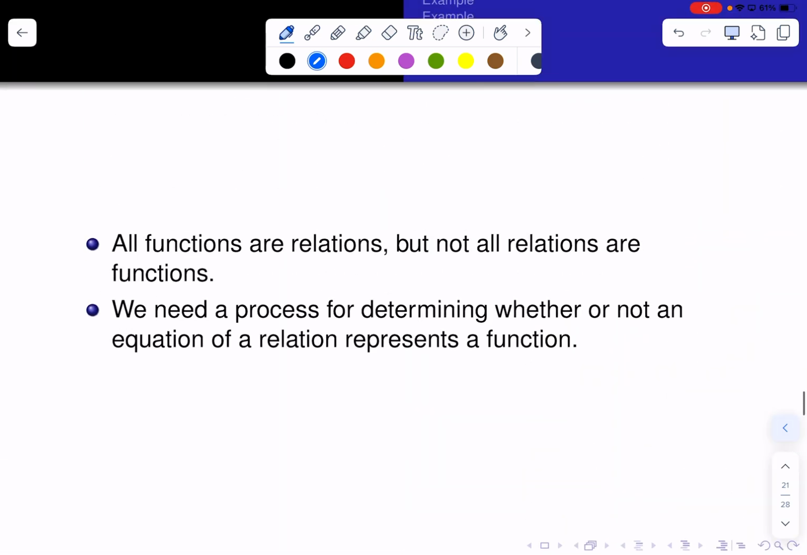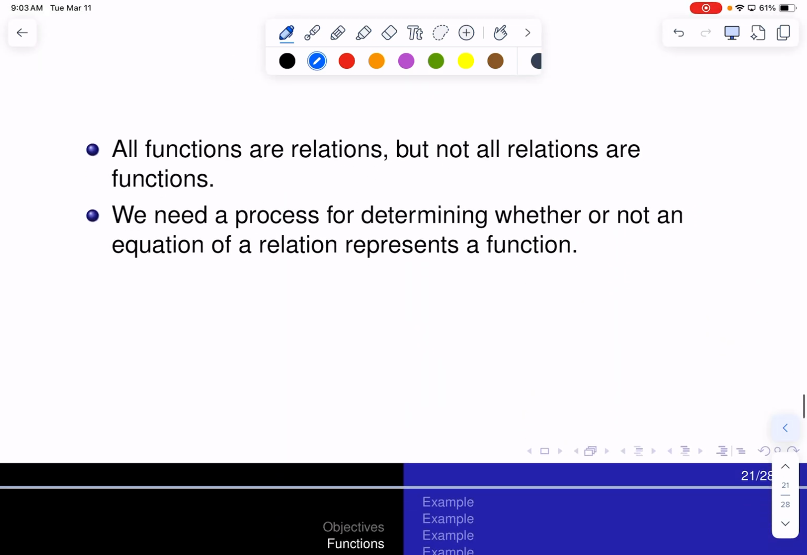That's done. All right. All functions are relations, but not all relations are functions. Remember, a relation has to pass what test? The vertical line test. Or if you don't have a graph, you have to make sure every x is paired with one y, which means x cannot what? It can't cheat. It can't go to the prom. It can't have more than one prom date.